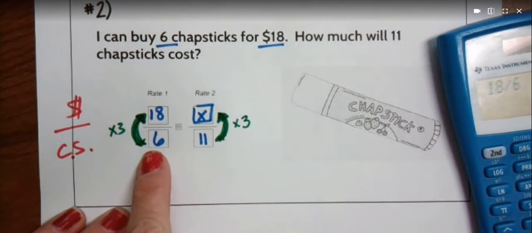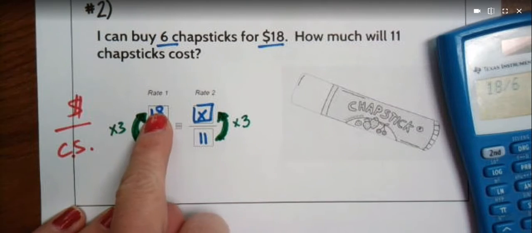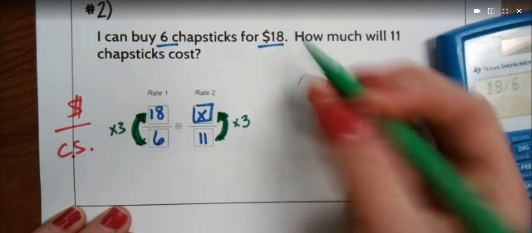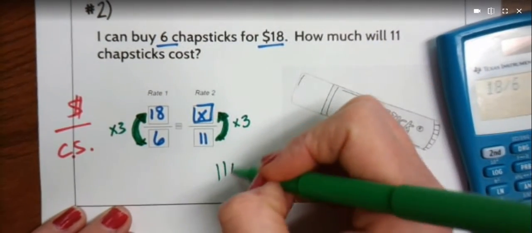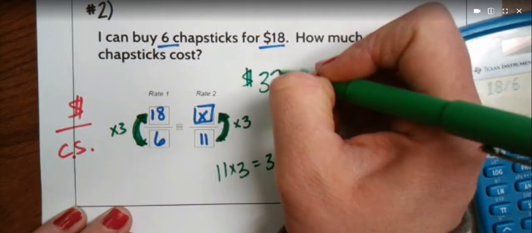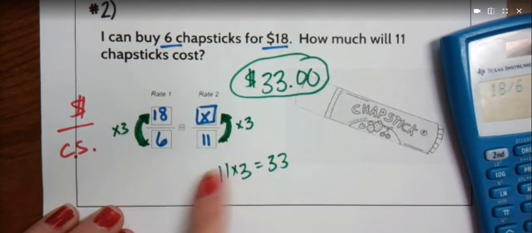Well, think about this. If you're buying 6 chapsticks and they're each $3, that's $18. If you're buying 11 chapsticks, they're also $3 each. And that would be 11 times 3, 33. $33 for those chapsticks. So this is a vertical relationship.